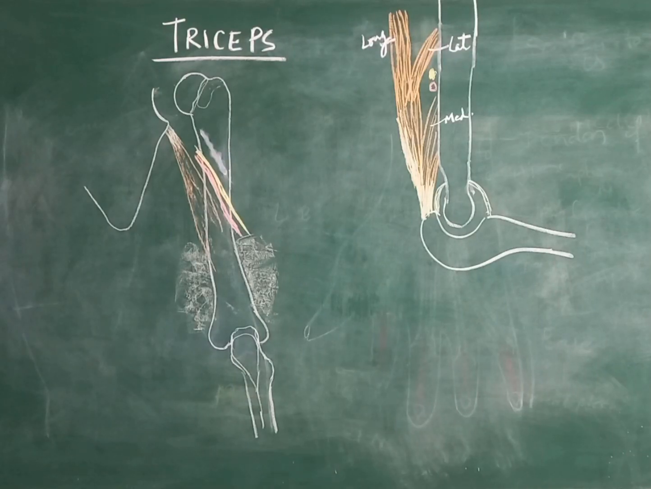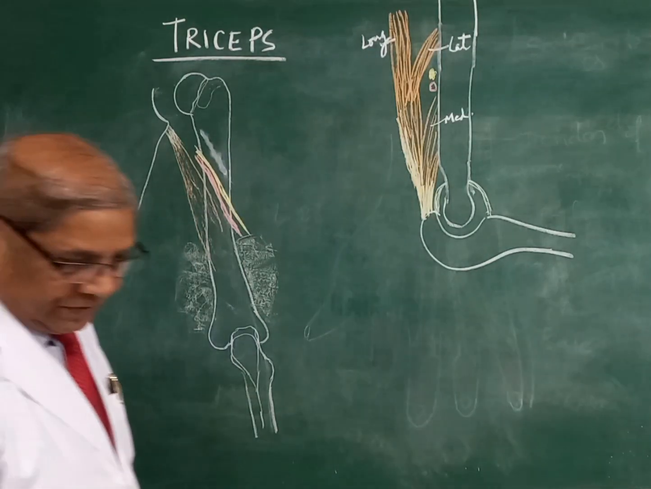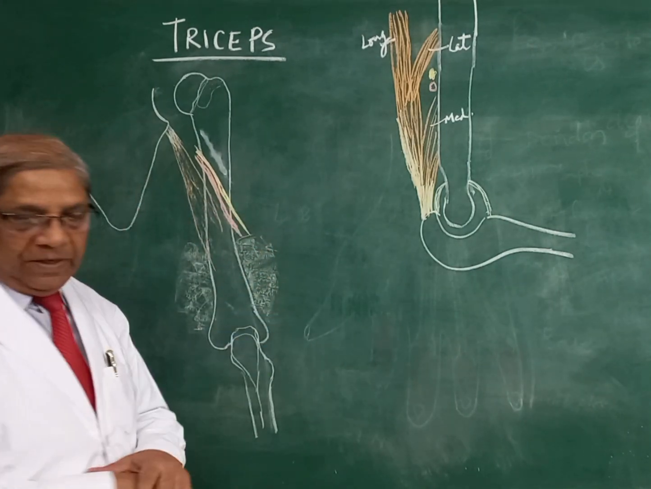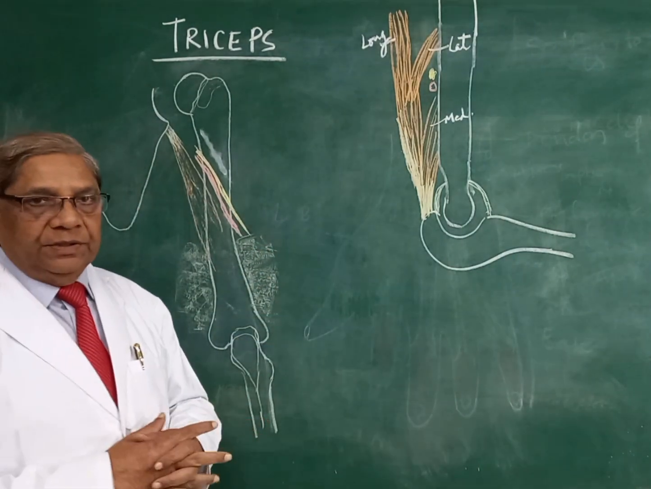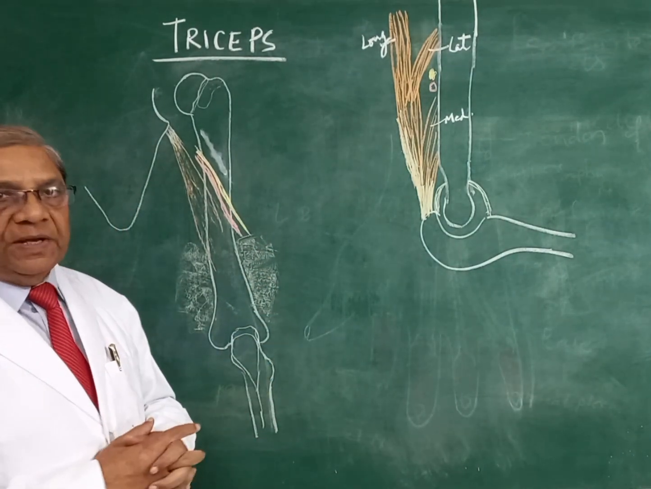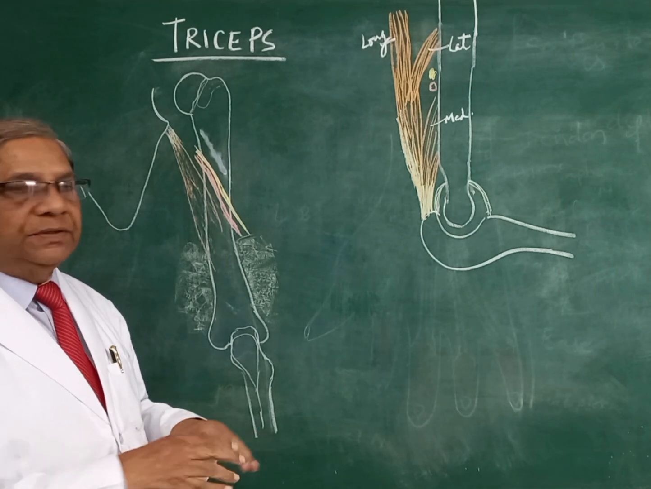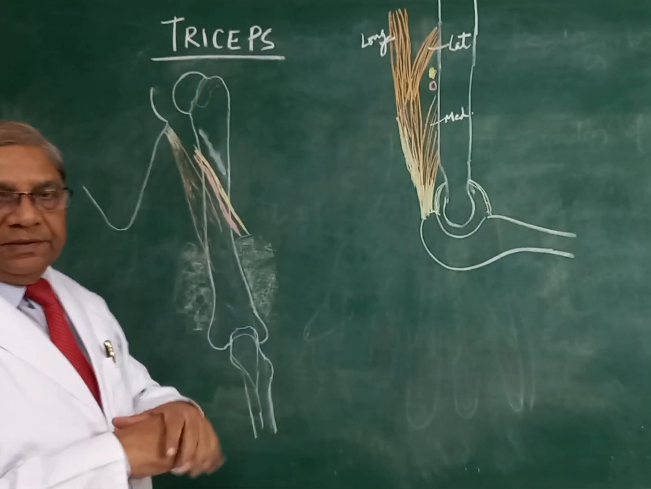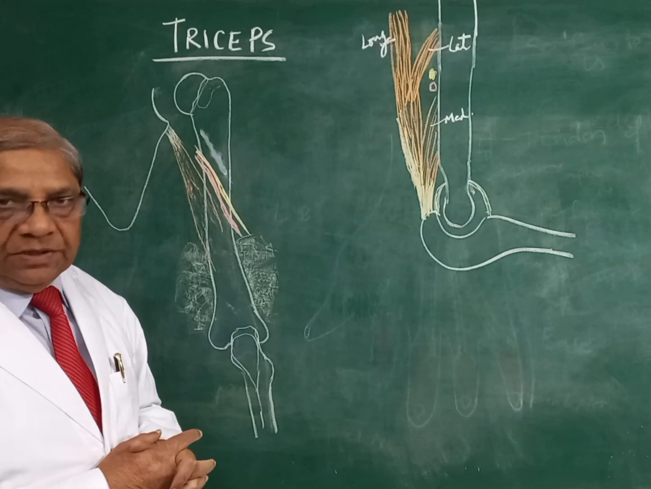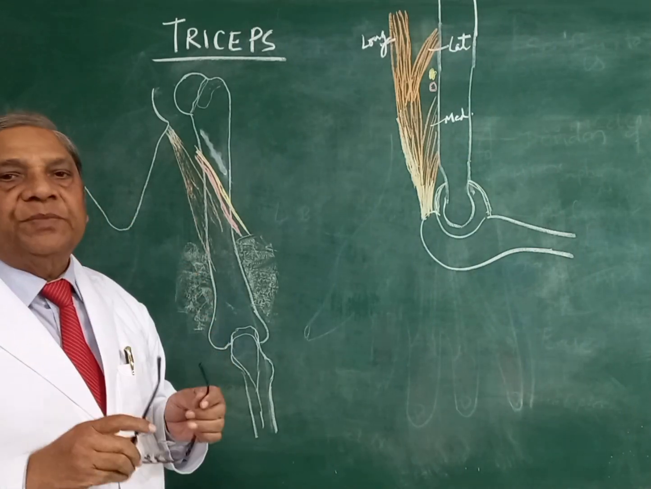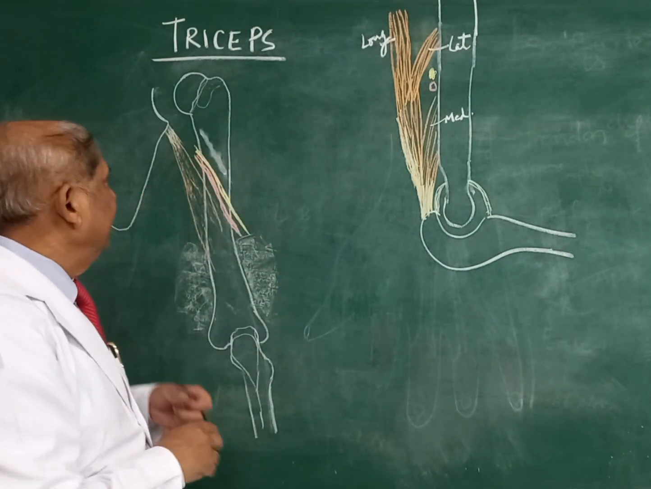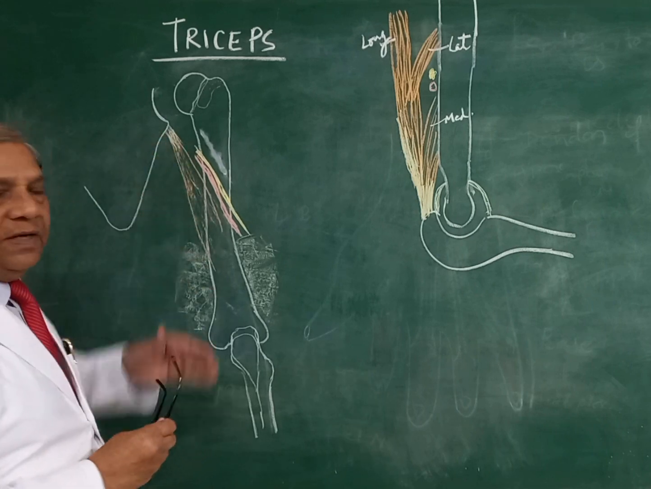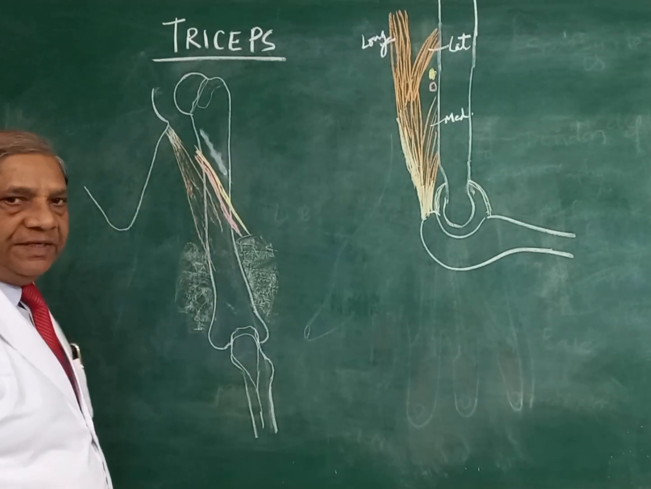Very good morning, students. In this video, I am going to tell you about the origin, insertion, nerve supply, and action of the triceps muscle. Triceps is the extensor muscle of the posterior compartment of the arm. Now, this diagram is as seen from the back side of the arm.